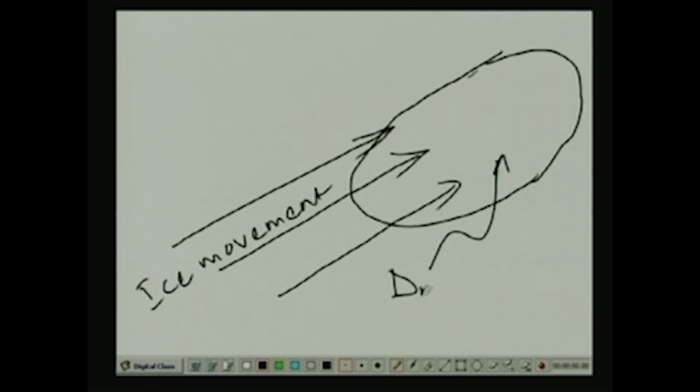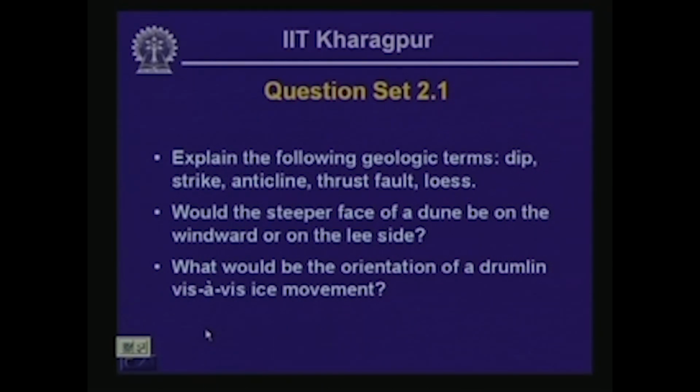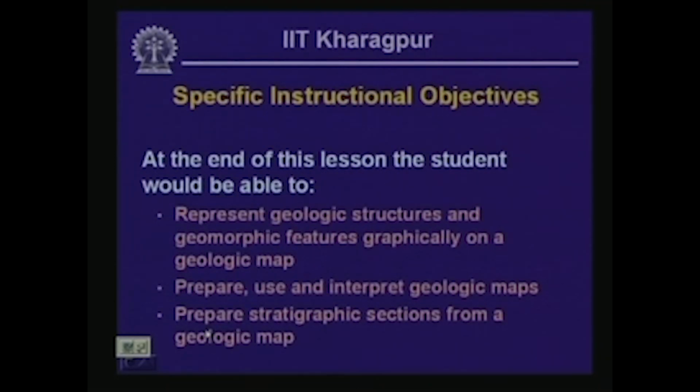We are looking at a plan view. That means we are taking a view looking from above. So, drumlins are essentially hump like features on the surface of the earth, and the orientation of that hump is in the direction of ice movement. So, that kind of takes care of the problems that we asked in the last presentation, and now we get on to the subject matter of this presentation.